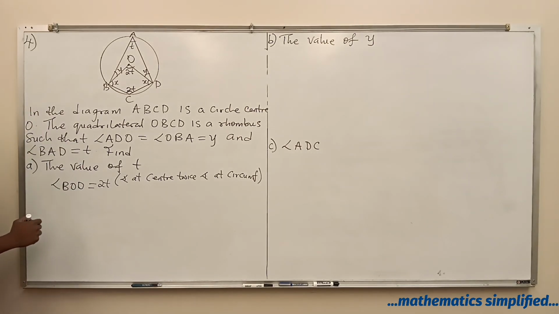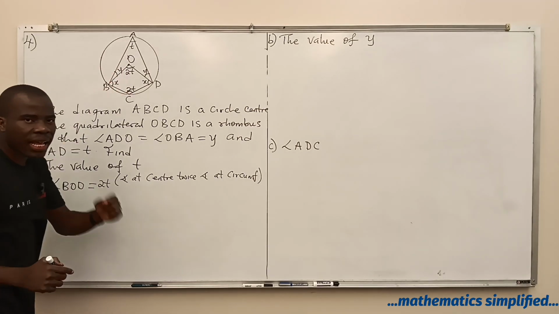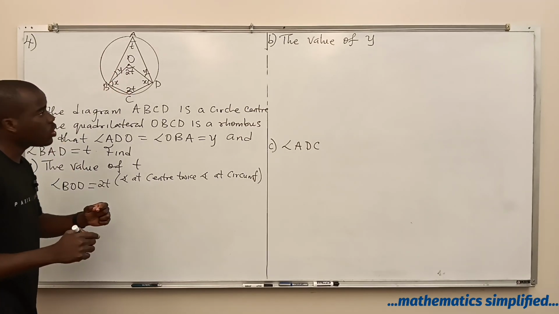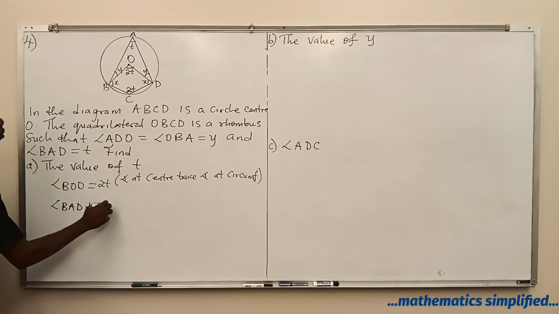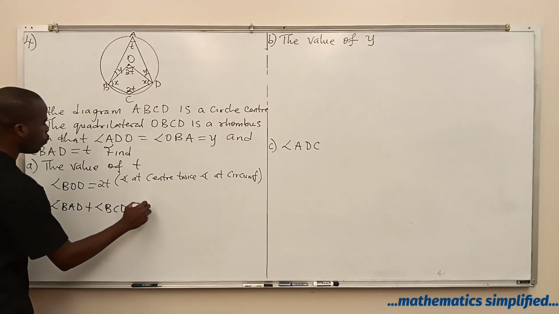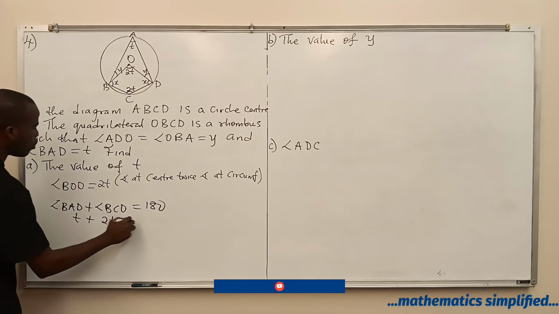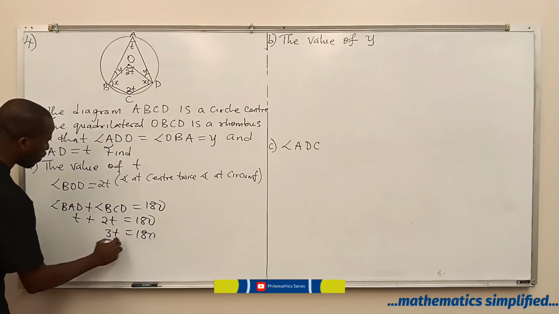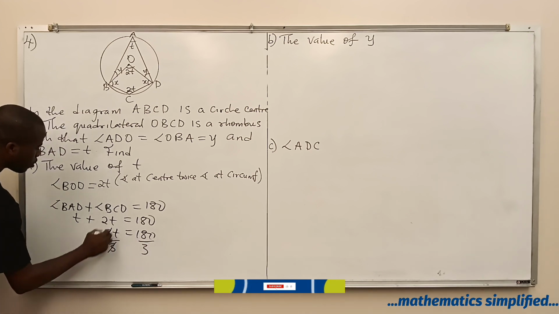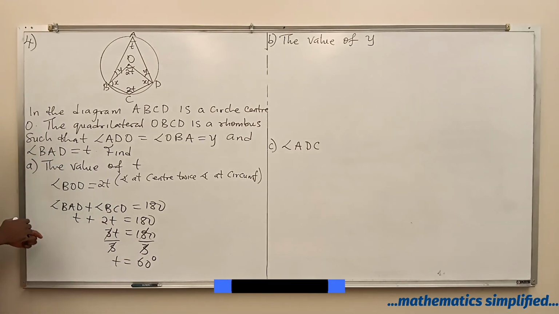How do we get T now? We know that the opposite angles of a cyclic quad are supplementary. That is, angle BAD plus angle BCD must give 180. So, T plus 2T equals 180. 3T equals 180. Divide both sides by 3. T will be 60 degrees.